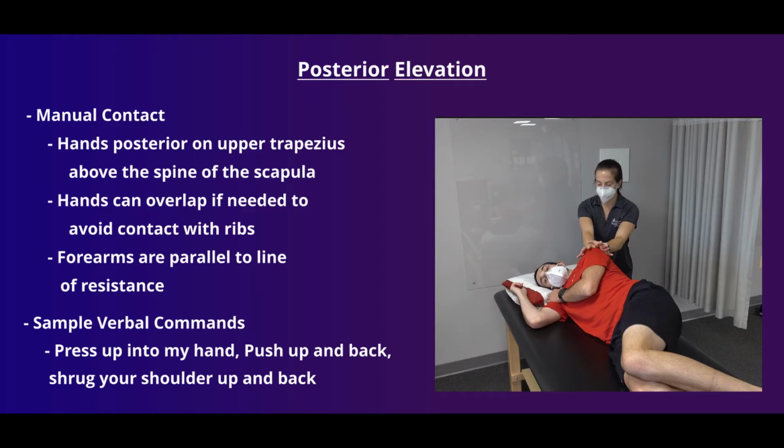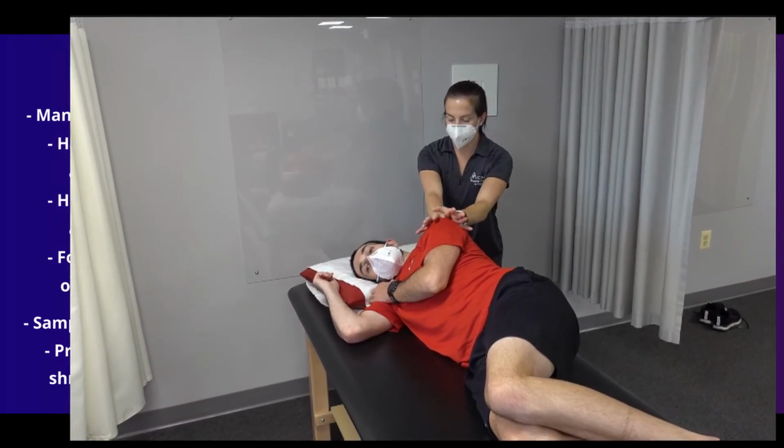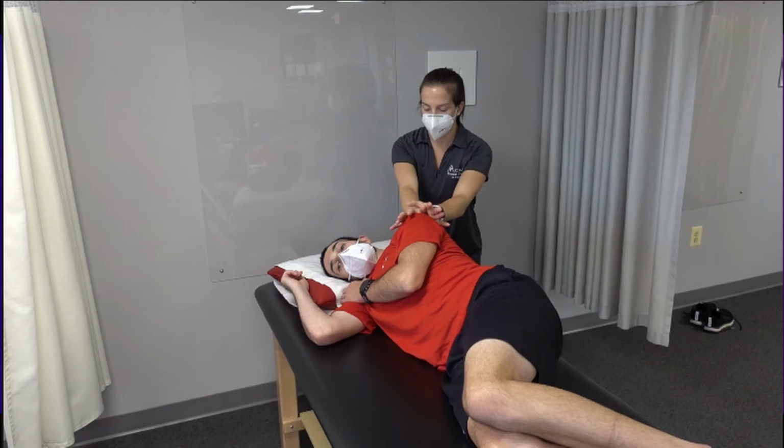The clinician's arms and body should be lined parallel with the direction of movement. Verbal cueing should facilitate adduction and elevation of the scapula. It's important to make sure motion only occurs at the scapula and that the patient does not begin to rotate the trunk.